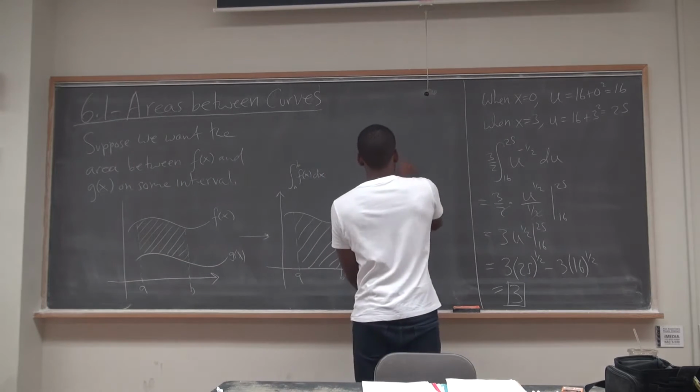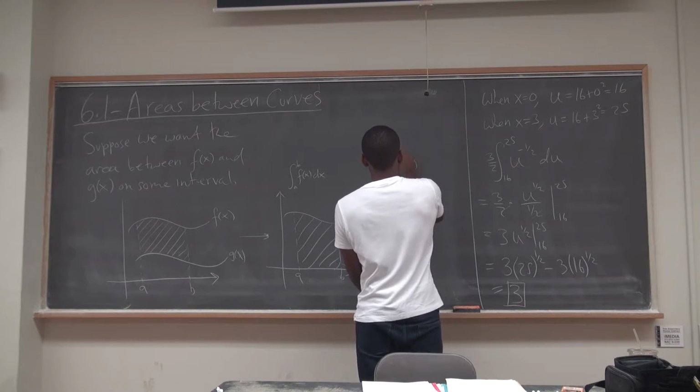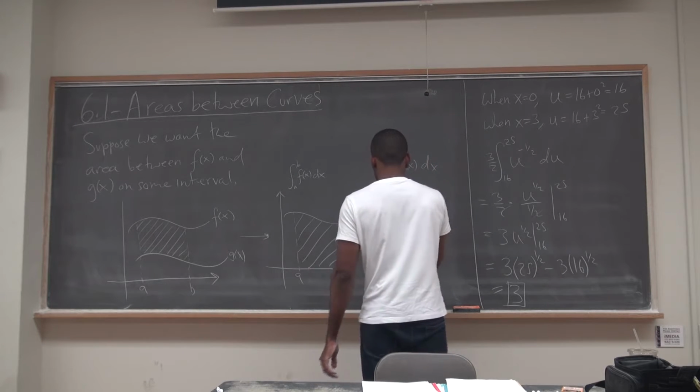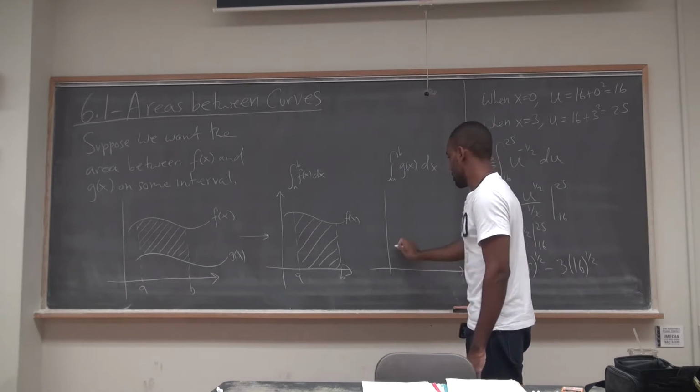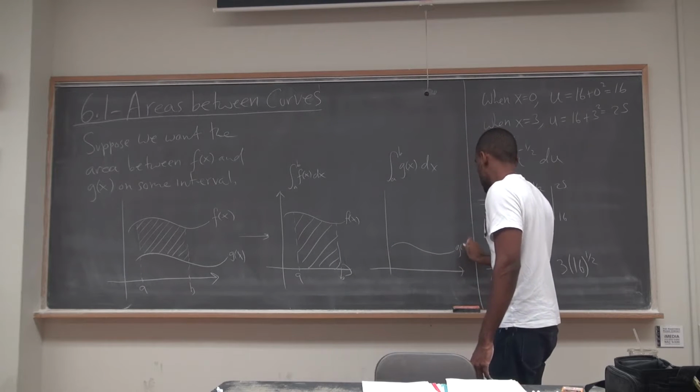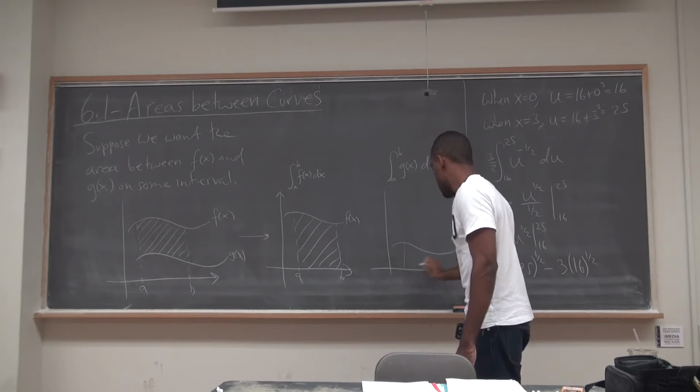Now if I take the integral of g on a to b, what would that give me? Area below g. So here's my g of x here. And this would give me that area.